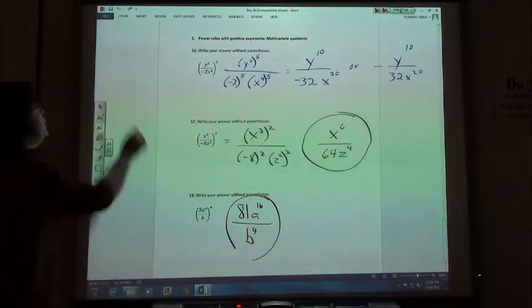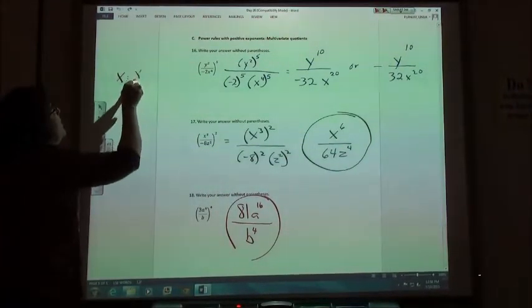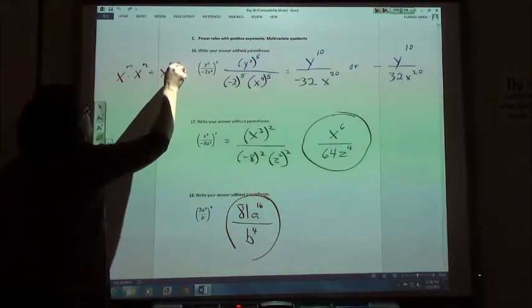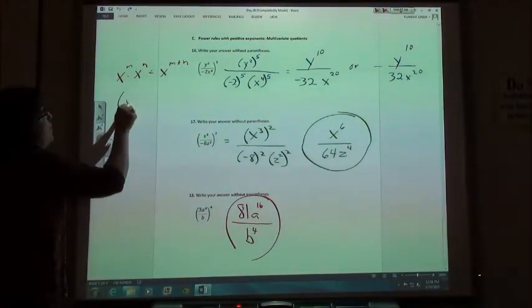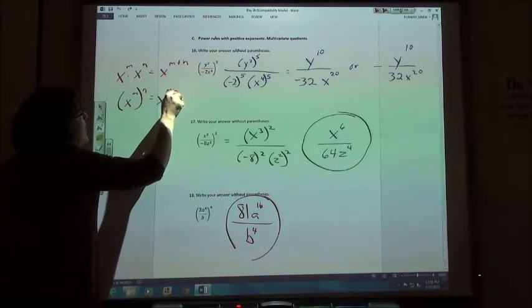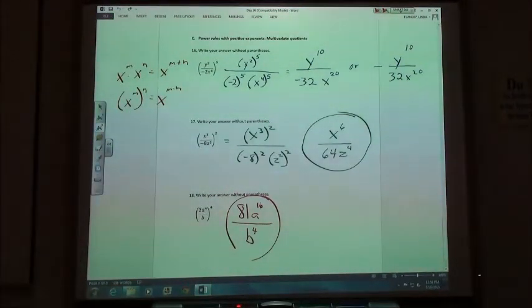So two basic rules. If I'm multiplying and my bases are the same, I add my exponents. If I'm raising it to a power, I multiply those exponents. Those are the two rules they want to get across on that page of paper.